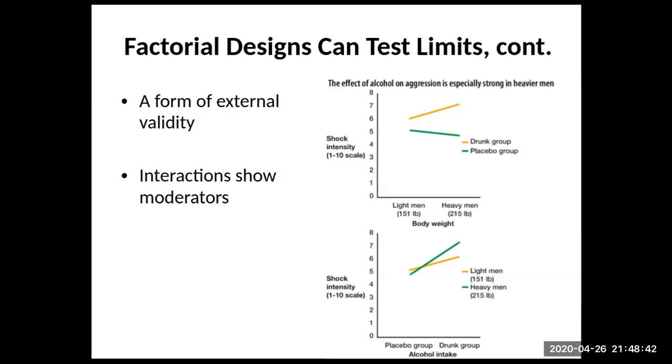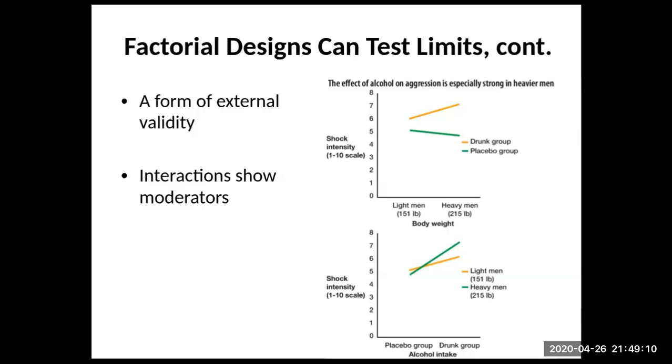And the bottom one, again, if you see an interaction on top, it doesn't matter which one is the x-axis and which one is the line. So here, we just switched. It's still shock intensity. It's still drunk and placebo group. It's still light and heavy men. But what we did was we swapped the IVs. So now on the x-axis, we have placebo group and drunk group. And for the lines, in yellow, we have light, and in green, we have heavier men.